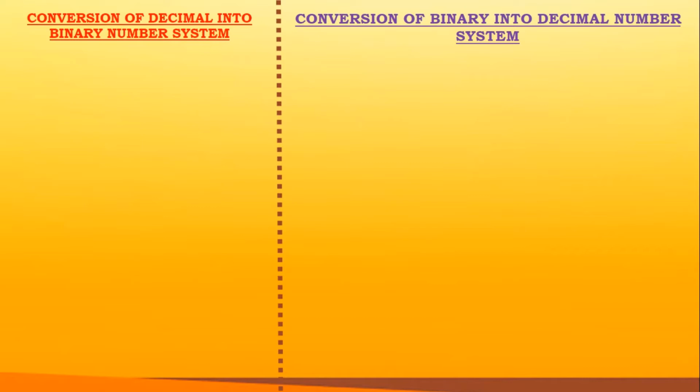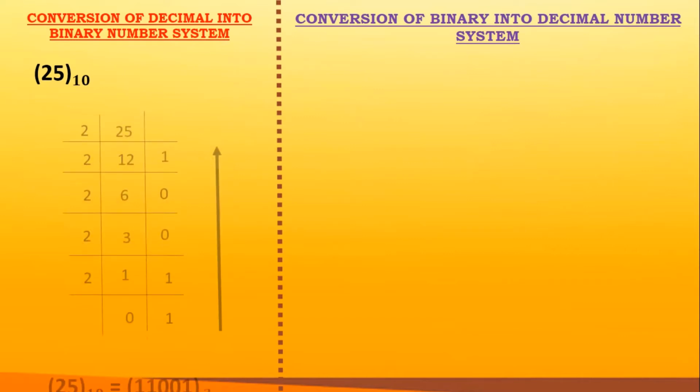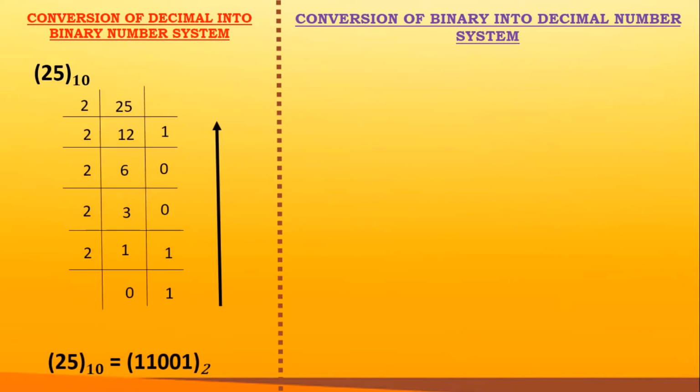First we will convert decimal into binary. So we have 25, a decimal number. We will convert first decimal into binary. This we have done in our previous video. So here I have done it. 25 has been divided by 2. So we have got 12 quotient and 1 is the remainder. If you remember, this we have done in the previous video.